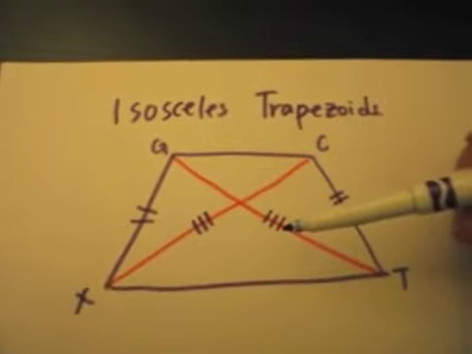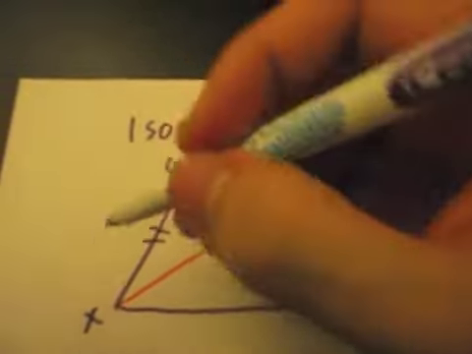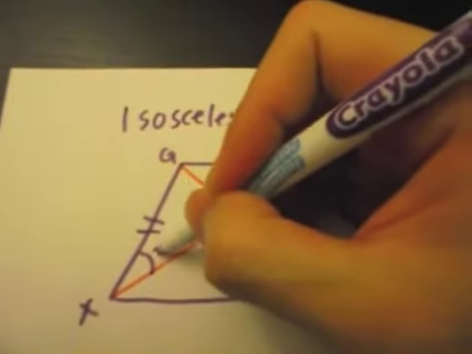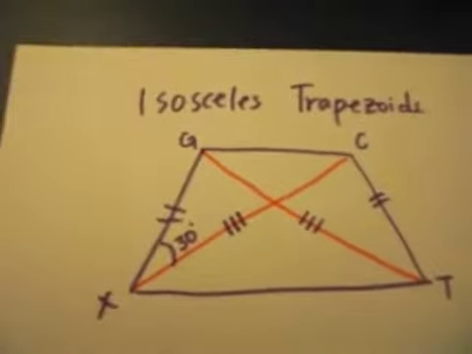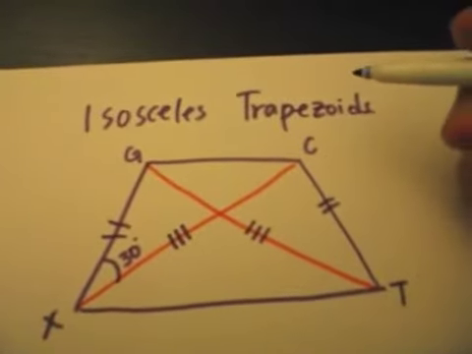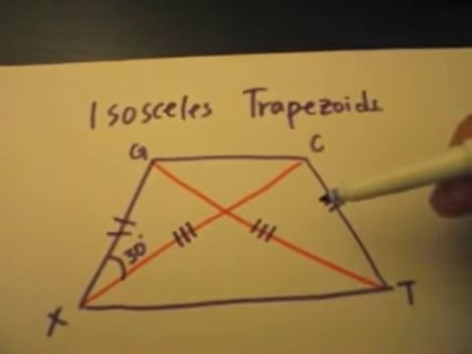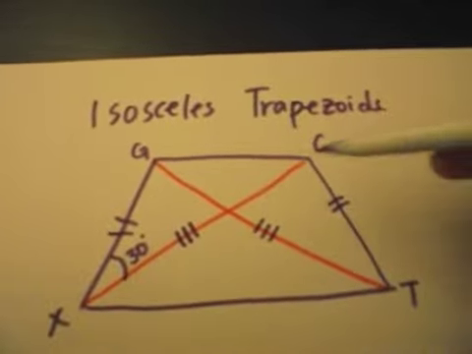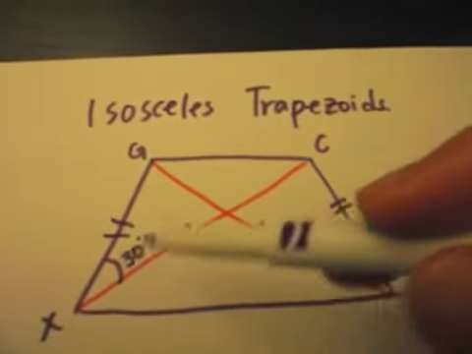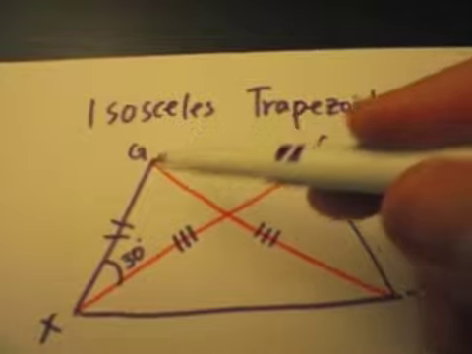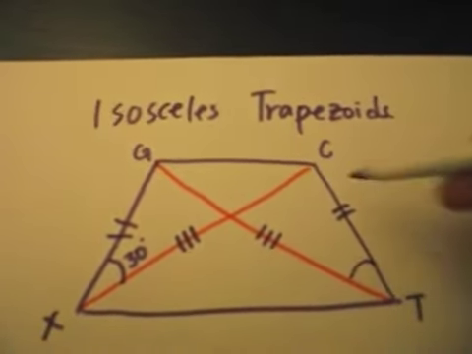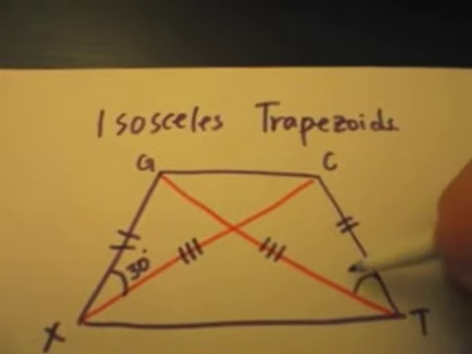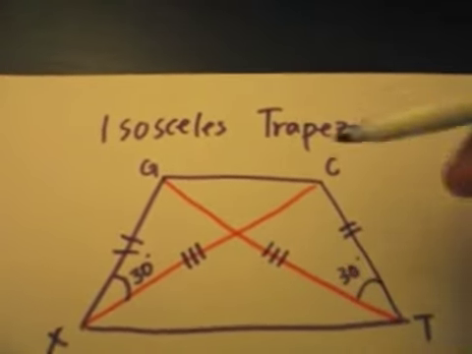Remember the problem in class where I gave you that this angle was 30 degrees? So what we concluded when I gave you that this angle GXC was 30 degrees was that this angle over here, CTG, was also 30 degrees.